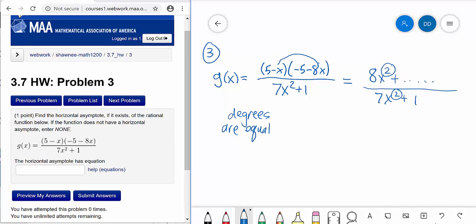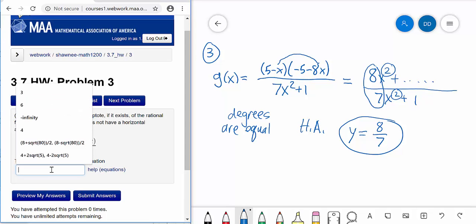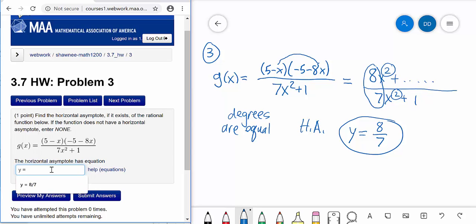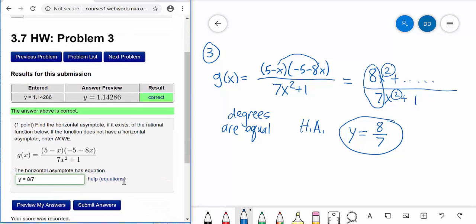So the horizontal asymptote will be given by the equation y equals, and you just look at the ratio of the leading coefficients. So in this case, y equals 8/7. And that's all you have to do. So back in WebWork, in this case, I have to type in the whole equation, y equals 8/7. So you have to type in the whole equation. There we go.